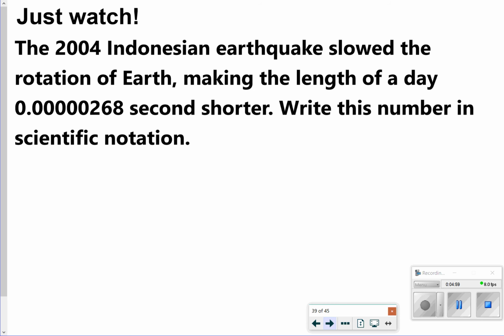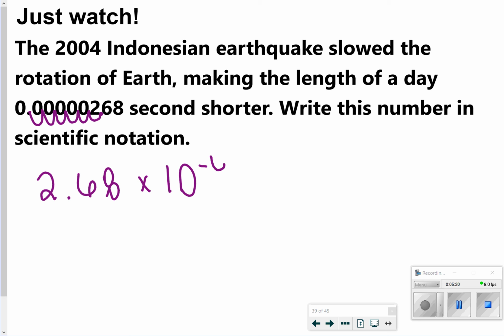Here's another example, except now my number is smaller. I do need to get my decimal between the 2 and the 6 to make 2.68. So 2.68 would be my decimal that I'm going to use, times 10, but I need to figure out my exponent. This exponent is going to be 1, 2, 3, 4, 5, 6 places to the left. So my final answer would be 2.68 times 10 to the negative 6.